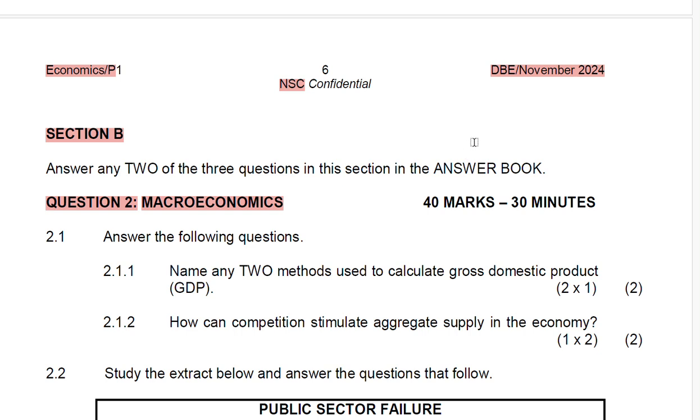We are now looking at November 2024, Section B. This is our Economics Paper 1. It was written by last year's candidate. Section B comprises 3 questions, and the candidates need to answer any 2.